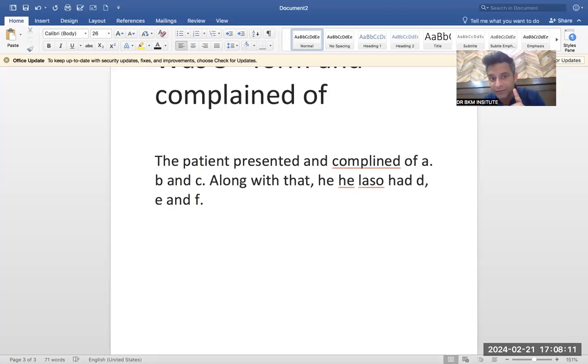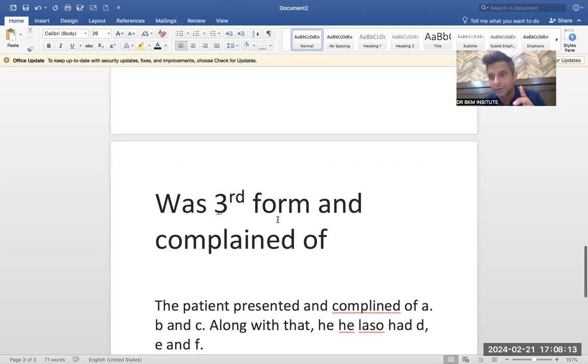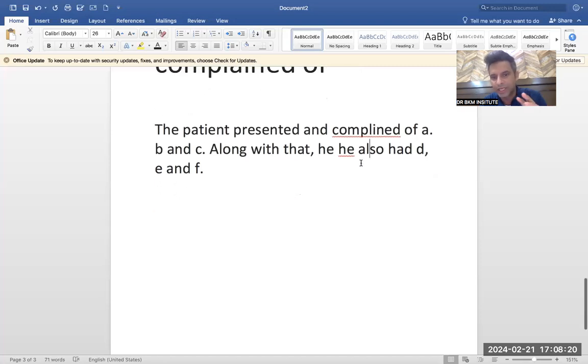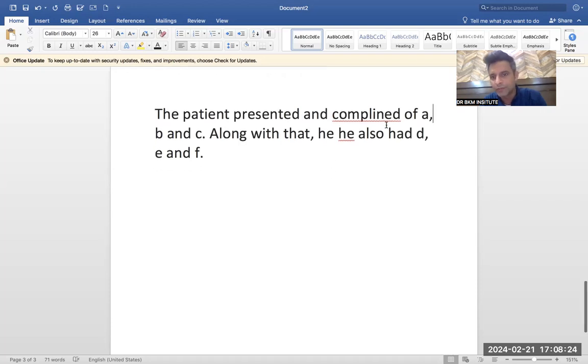Just do not make the passive voice. What is passive voice? Was plus third form. Do not make it when the patient is doing everything by himself. So you say the patient presented and complained of A, B, and C. Along with that, he also had D, E, and F.